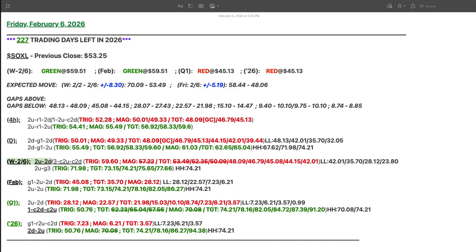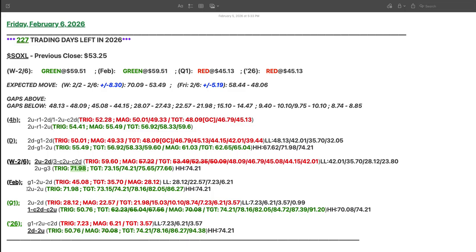we triggered the 2 up, 2 down at 59.60 and reached magnitude at 57.62. We're obviously below that, hitting some of our other targets, but we do have some more targets left out here. 48.09, again, that gap close, 46.79, that major resistance level that we were running into in 2025 and then beyond, right? To go green on the week, or bullish engulfing on the week, we got to get up to 71.98. Yeah, I'll just say right now, I don't think that's going to happen.